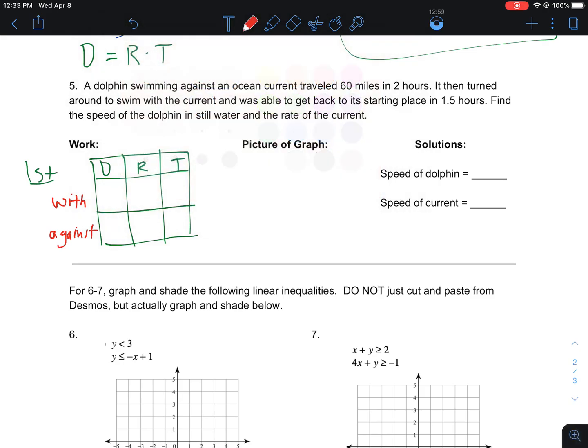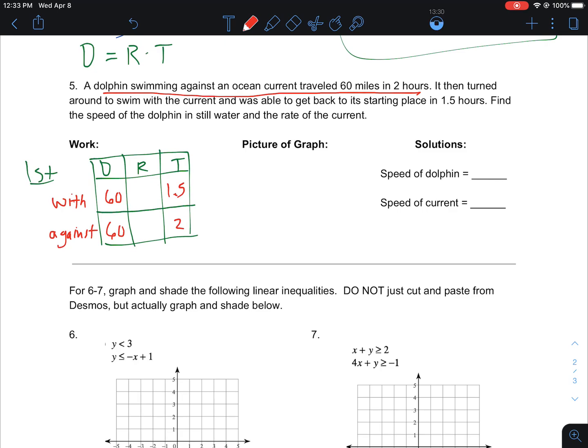So the first thing they tell you is against the current. They say a dolphin swimming against an ocean current traveled 60 miles in 2 hours. 60 miles, 2 hours. Okay? Then with the current, same distance, which helps in these problems, and the time was less, and that makes sense. The current was helping the dolphin along, so it took less time to travel 60 miles. But we want to know what's the speed specifically of the dolphin and the current independent of one another.